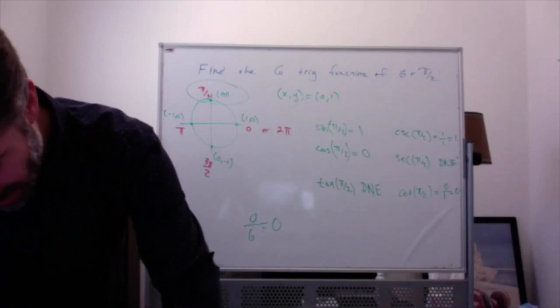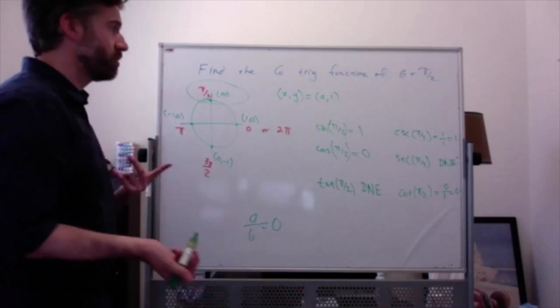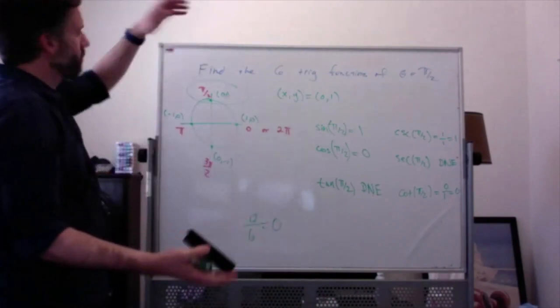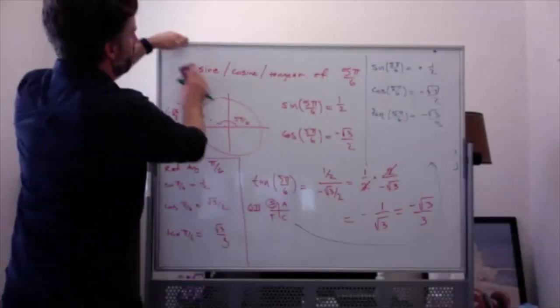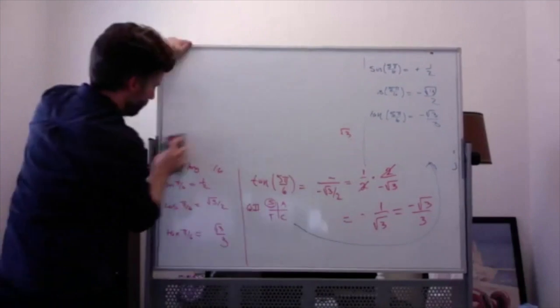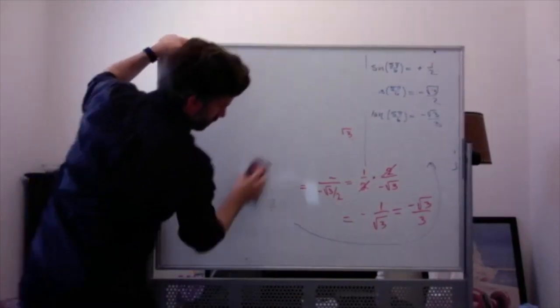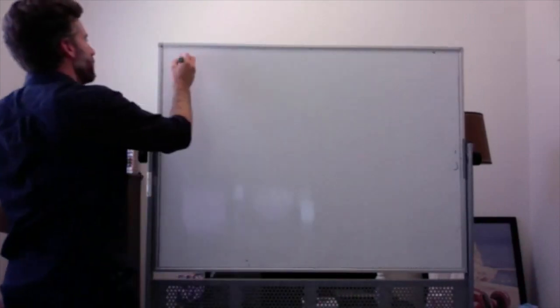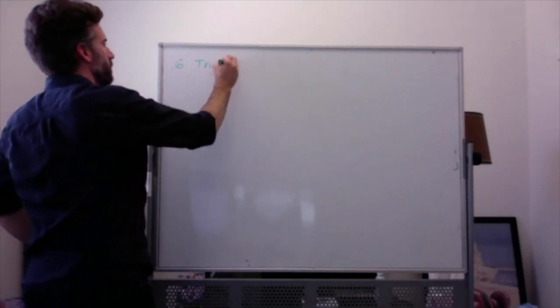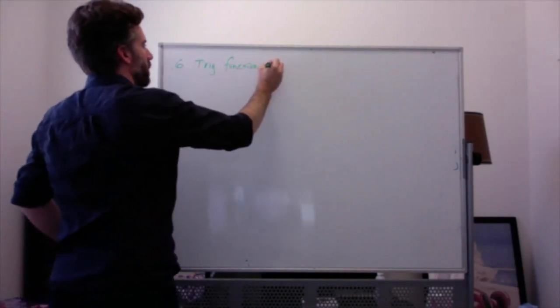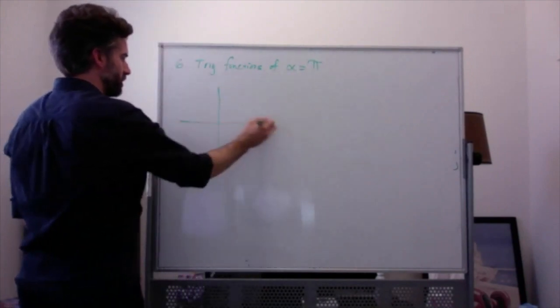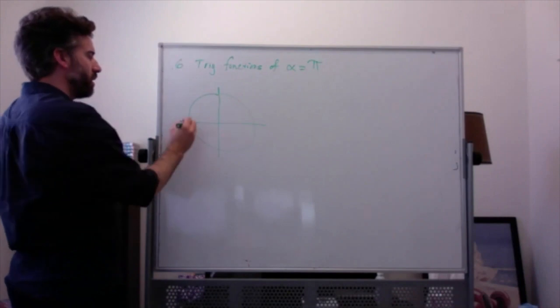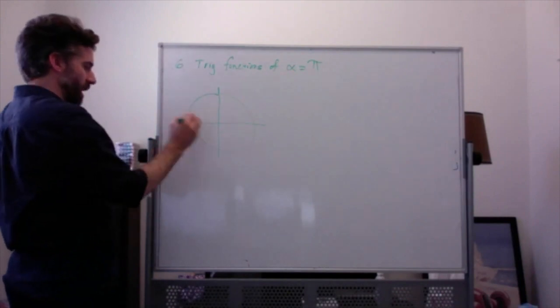And that's kind of the whole story, to be perfectly honest, but let's do another one. And then I'm going to make an observation. So let's do the 6 trig functions of alpha equal to pi. So again, I'm going to draw my lazy unit circle. And really, I'm just going to draw this point over here, because that's where the angle pi is.